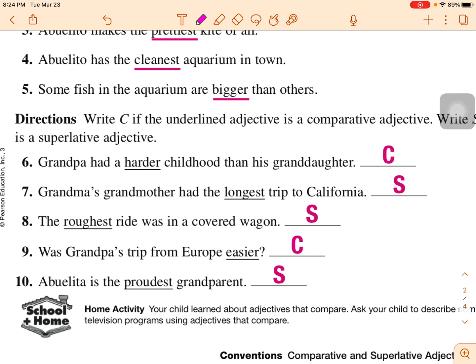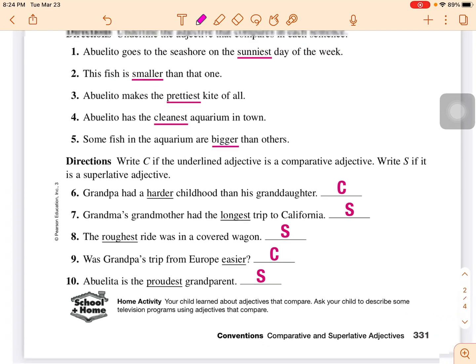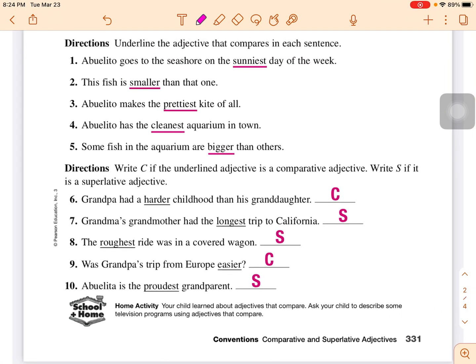And number 10, Abuelita is comparing herself to all grandparents, which means proudest ends in EST. It's an S, superlative. All right, boys and girls, correct your mistakes and submit that back to Schoology for your teacher to take a look at.